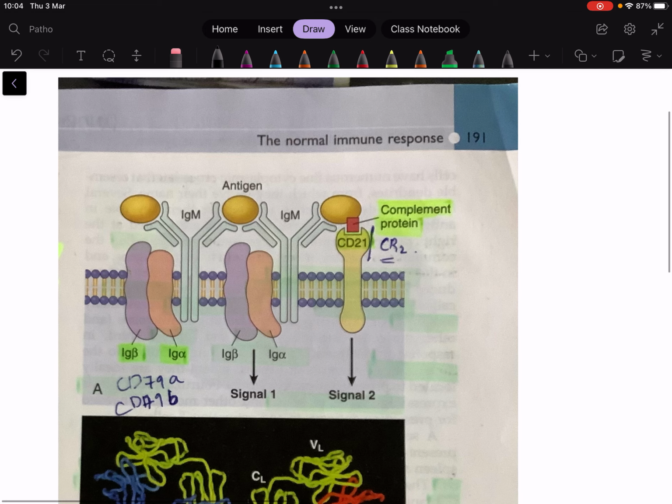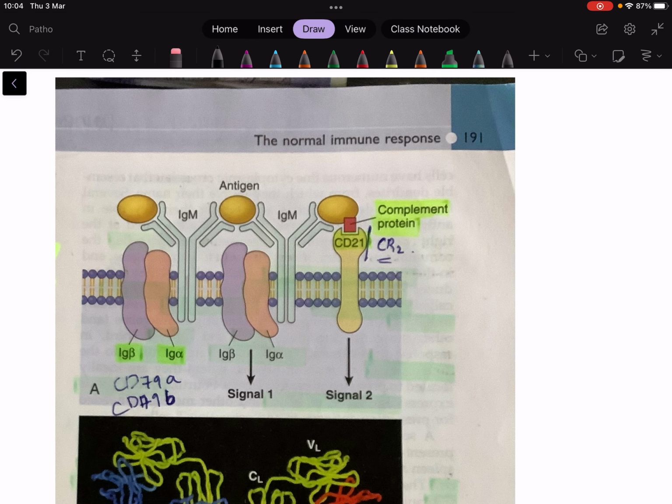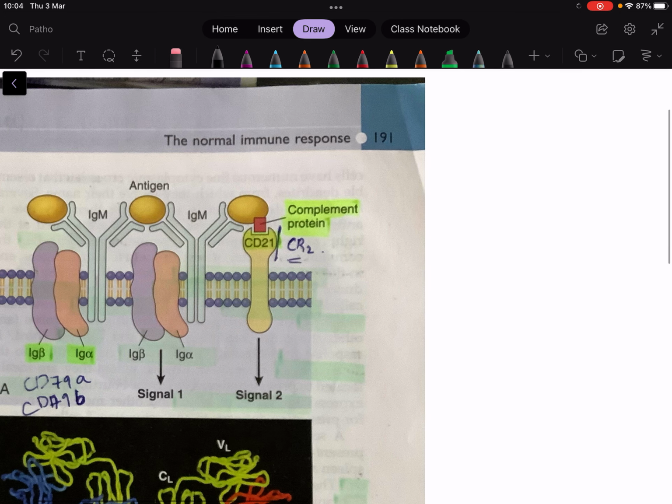So today we are going to talk about the types of receptors which are present on your B cells. This is an image which is taken from your pathology textbook. I will first talk about the basics and then we will come to this image.